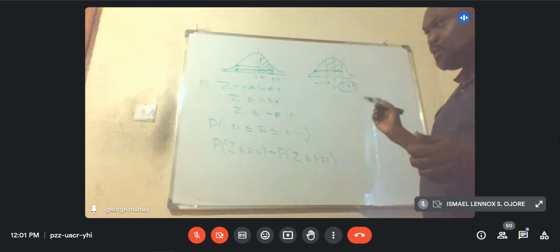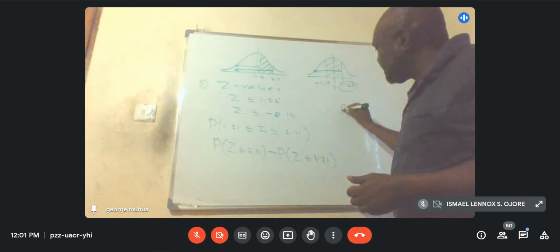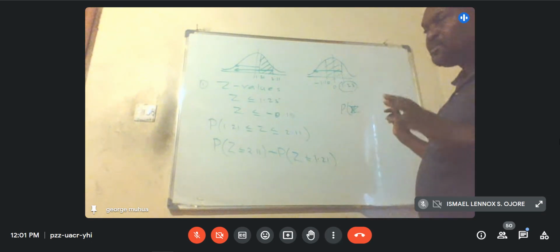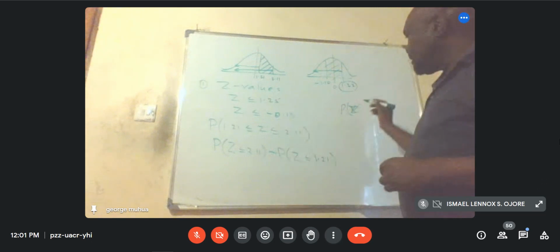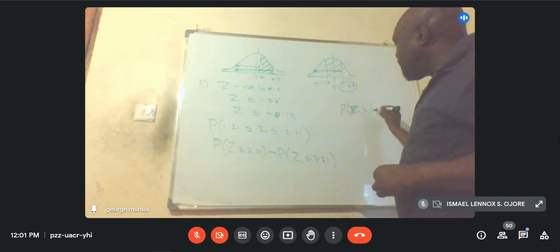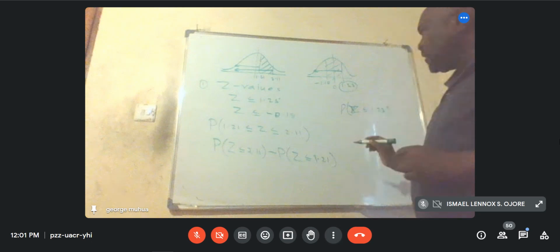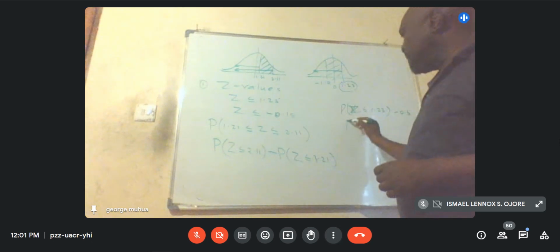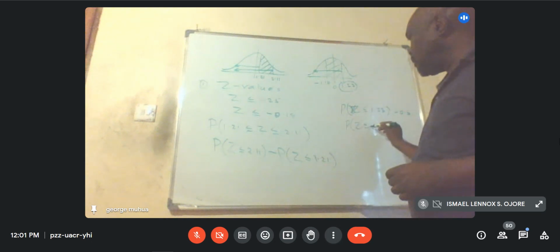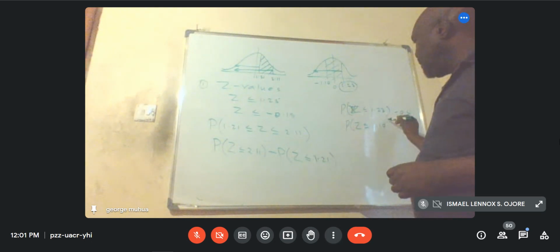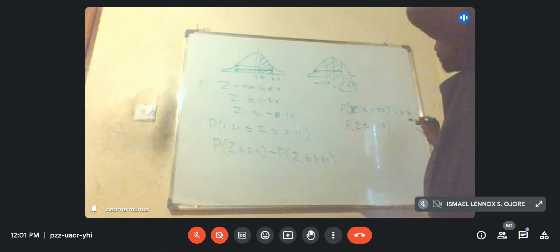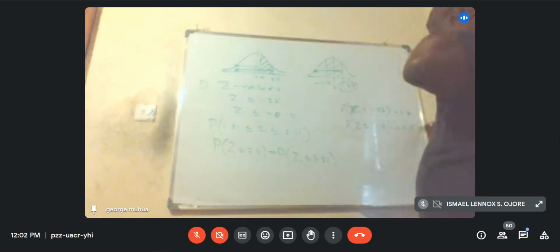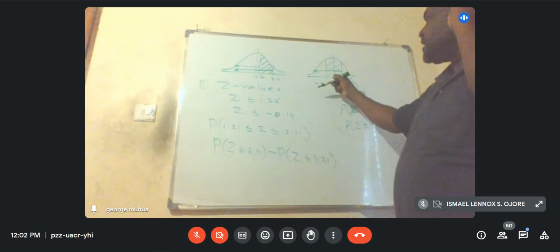So I don't know how we can put it such that we get the probability of x, sorry, z, not x. Here we are not using x because we are assuming we've standardized. So probability of z less or equal to 1.23, I want to subtract 0.5. Then I also get probability of Z less or equal to 1.1. Then I also want to subtract 0.5. So these two, when I add the result, then I'll get the area in between.